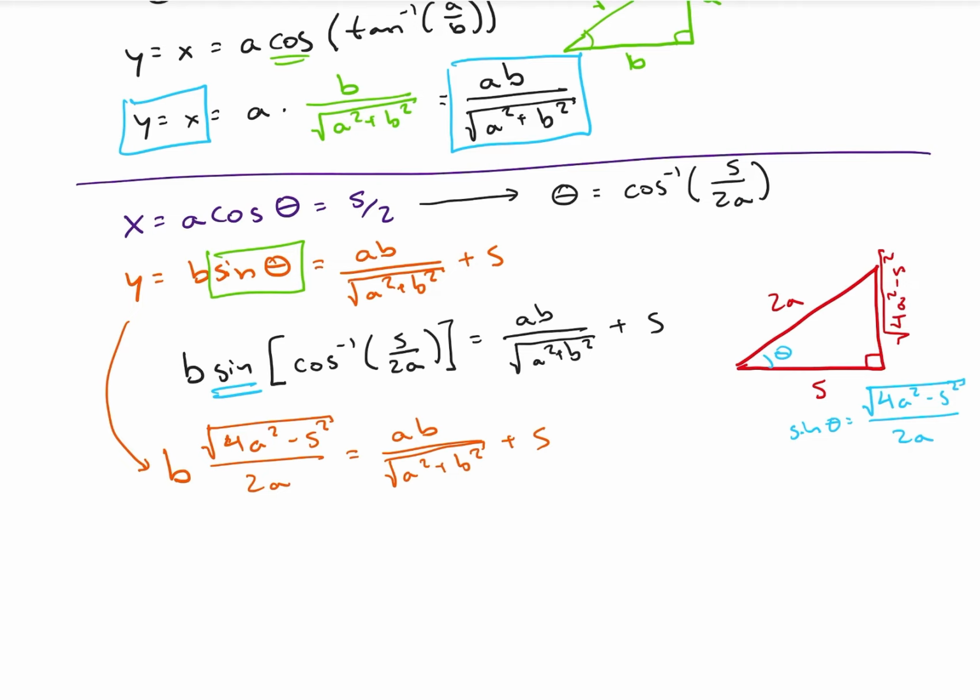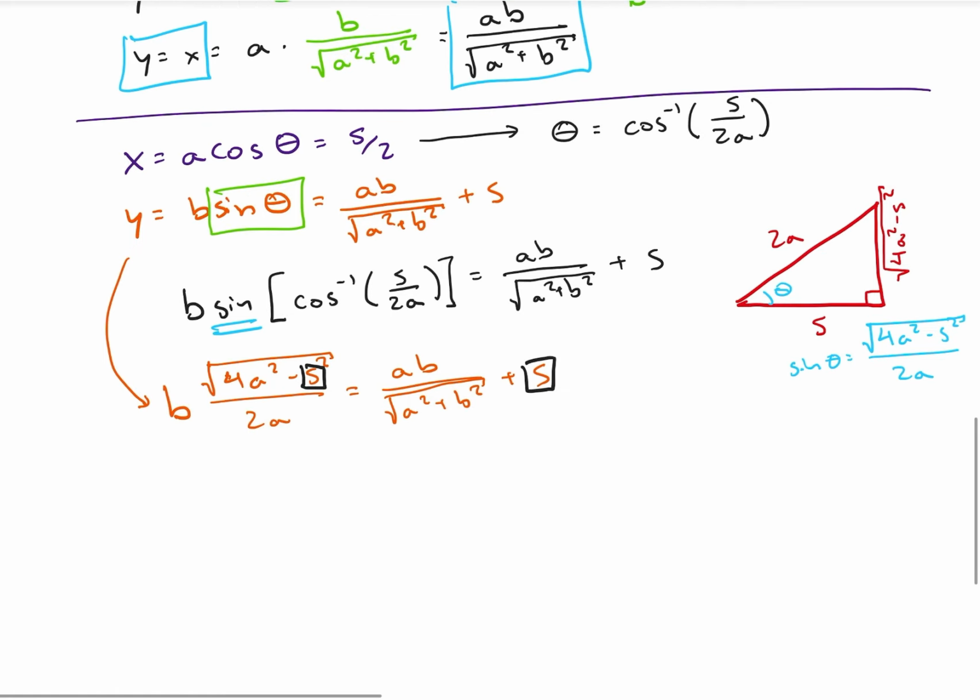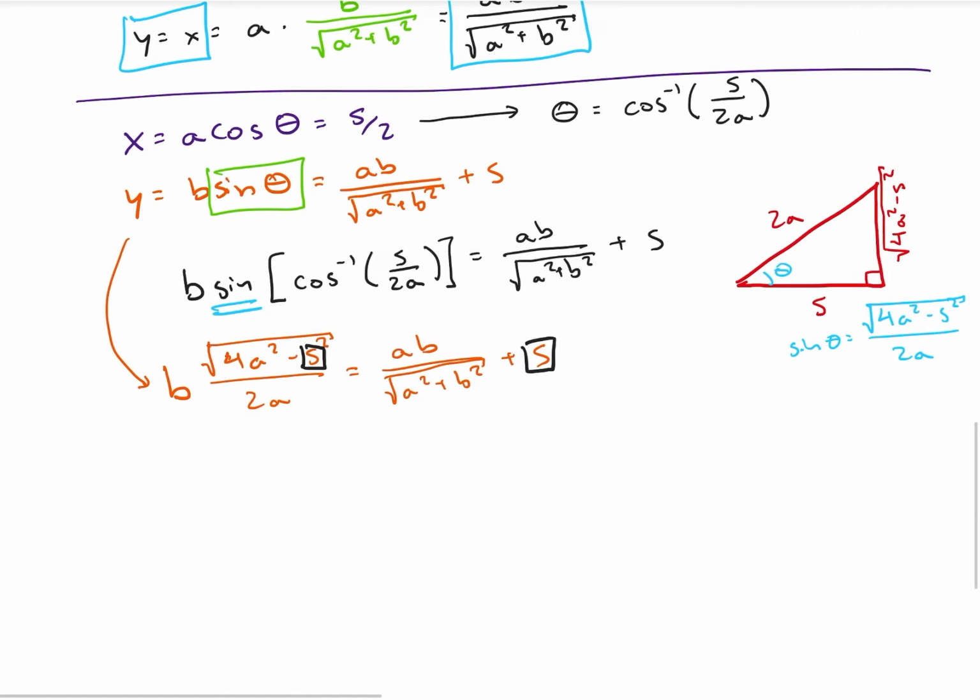So what are we doing now? Really what we need to do is solve for this s guy. So how are we going to do that? Well, in exactly the messy way that you might be thinking, let's square both sides.